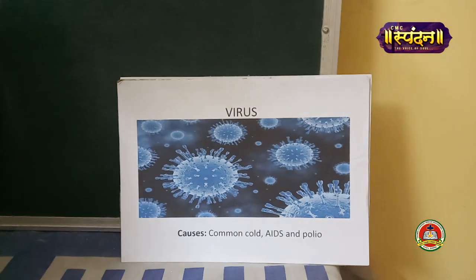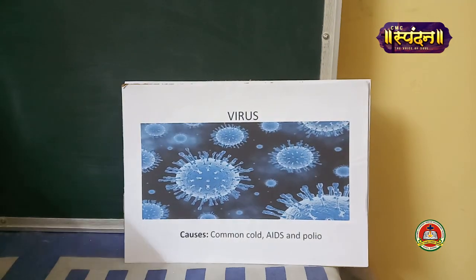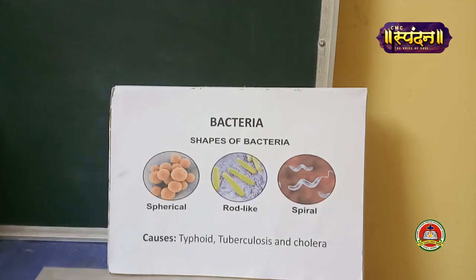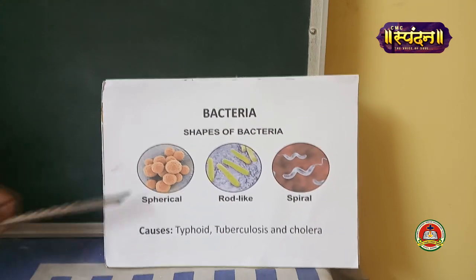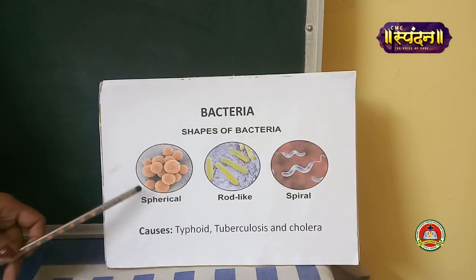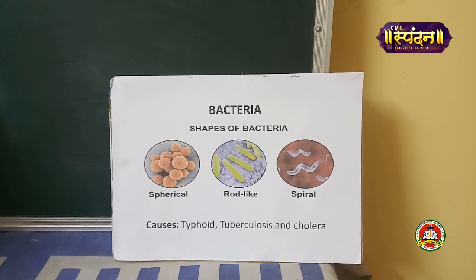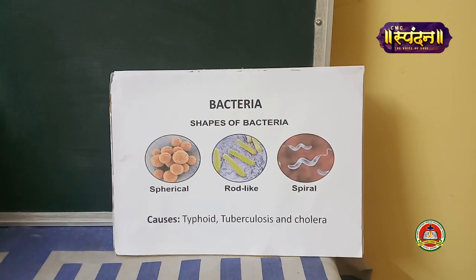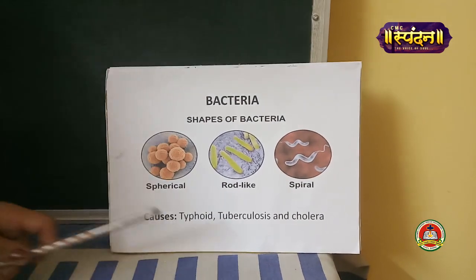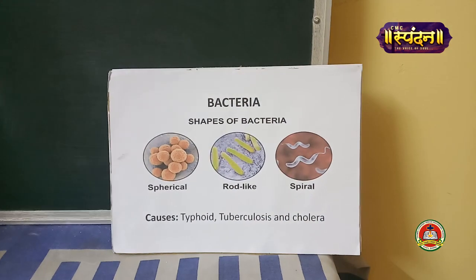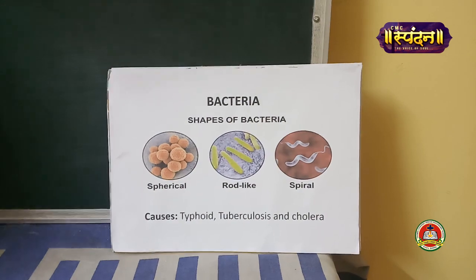So you know how dreadful, how deadly the attack of these viruses is. Then we move on to the next microorganism, that is bacteria. Bacteria are of various shapes. You can see the different shapes of bacteria: spherical, rod-like, spiral. And the diseases caused by them are typhoid, tuberculosis, and cholera.